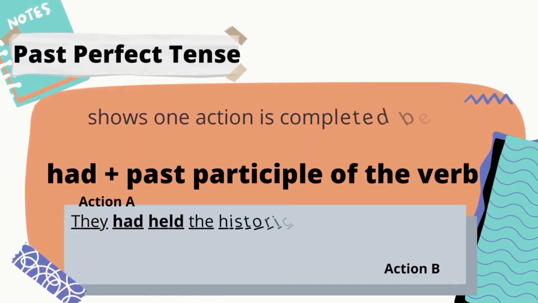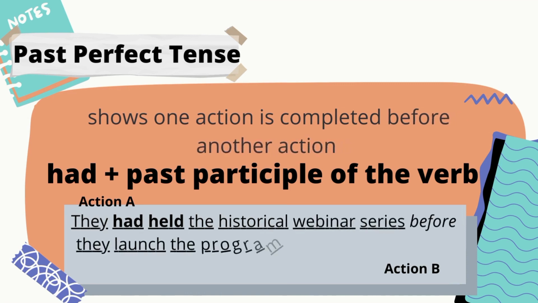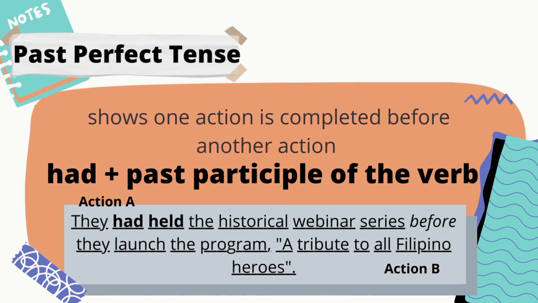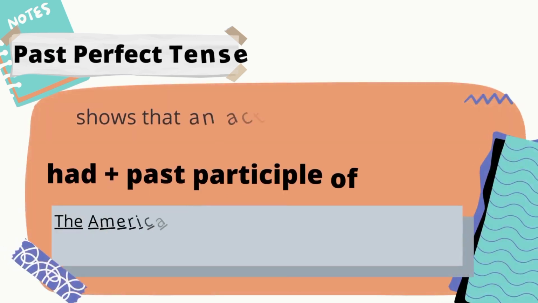Let's have another example. They had held the historical webinar series before they launched the program, a tribute to all Filipino heroes. The first action is they had held the historical webinar series, and the second action is they launched the program, a tribute to all Filipino heroes. You would know which action is completed first based on the time marker used, before. The verb in the first action is in the past perfect tense: had held, had plus the participle of the irregular verb hold.